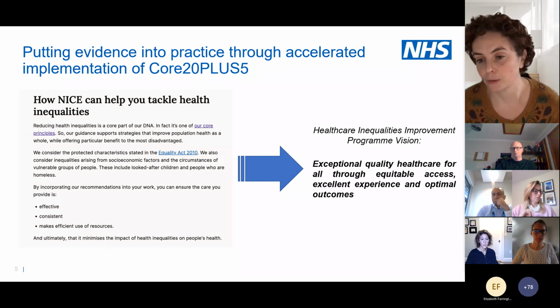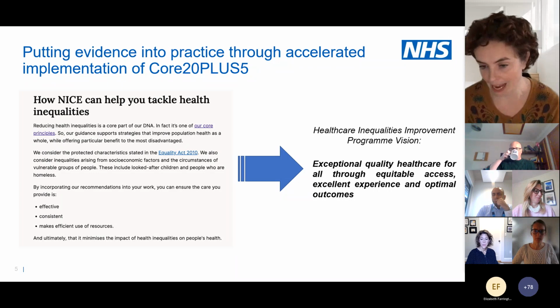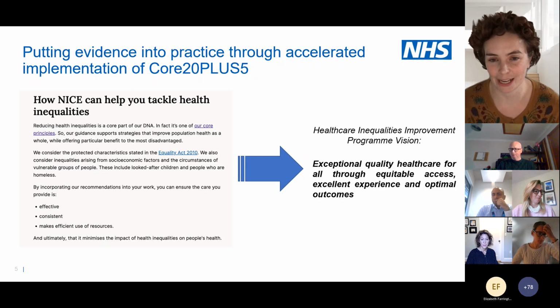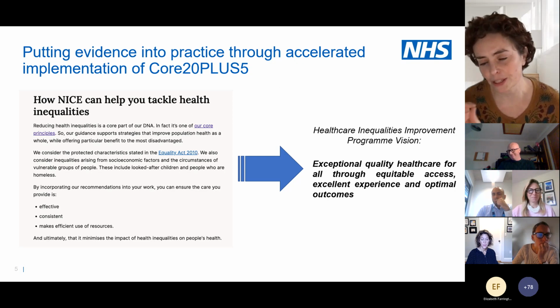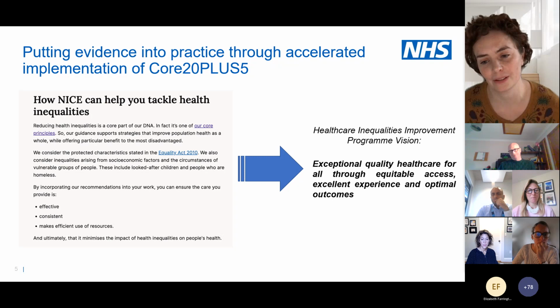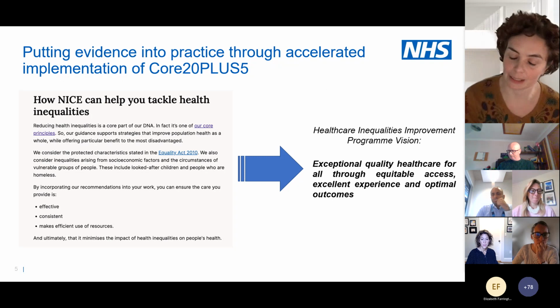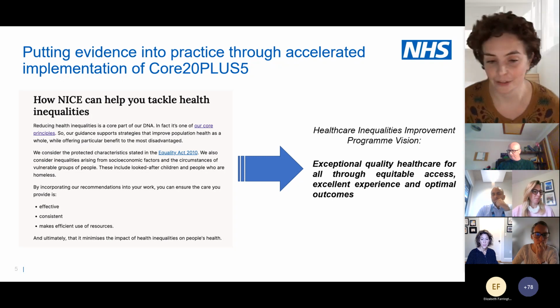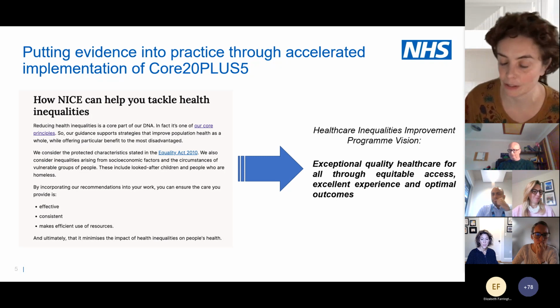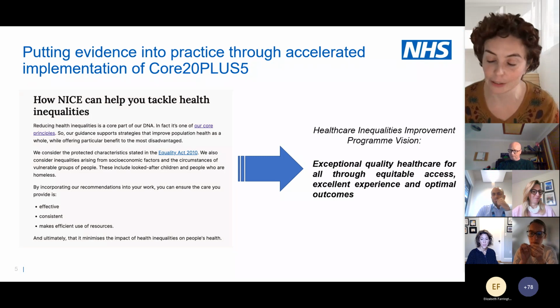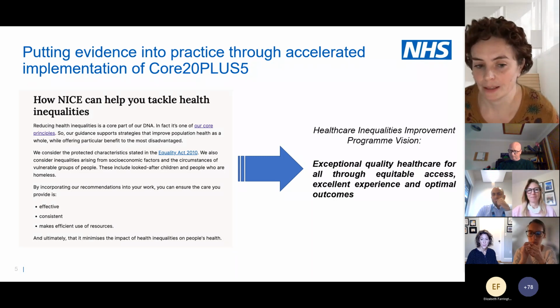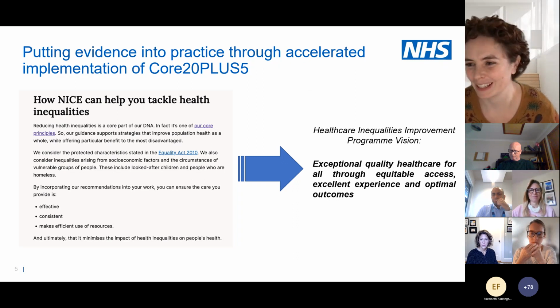That is to deliver exceptional quality healthcare for all through equitable access, excellent experience, and optimal outcomes. And we know that access is an issue and has been for decades in the NHS, inequity of access. So this is one of our really strong focuses, but the experience element is very important as well, because if people have a poor experience, they're unlikely to return, and they're also unlikely to recommend health interventions to their friends and family. And then we hope that addressing access and experience will lead to optimal outcomes for all in the years to come. Could I go to the next slide, please?